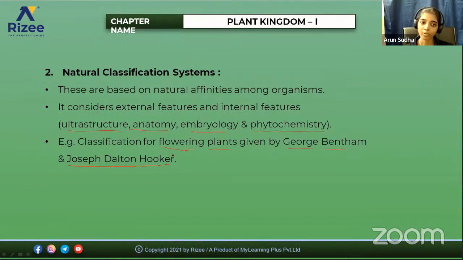But here also there are some drawbacks: this natural system of classification did not take into account the evolutionary factors. The evolutionary factors were not taken into consideration in the case of the natural classification system.